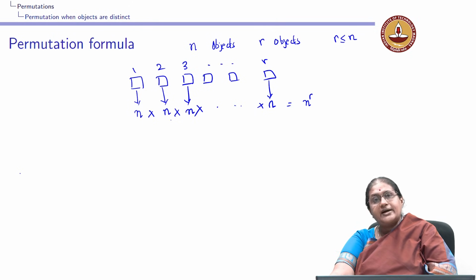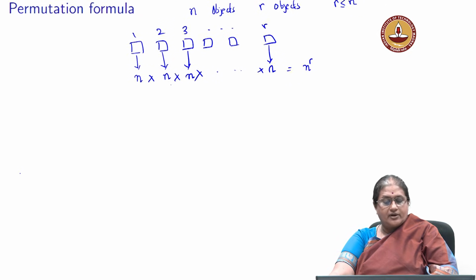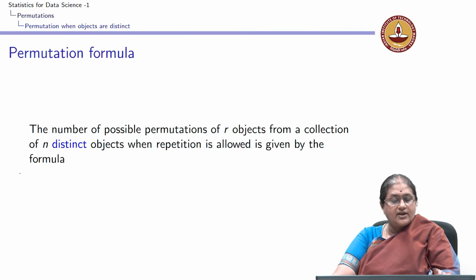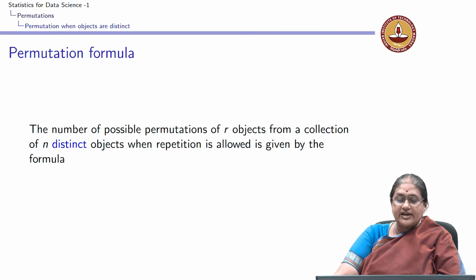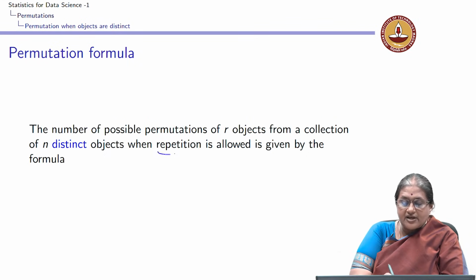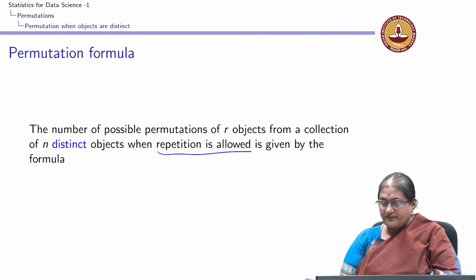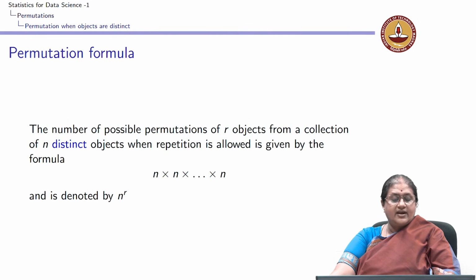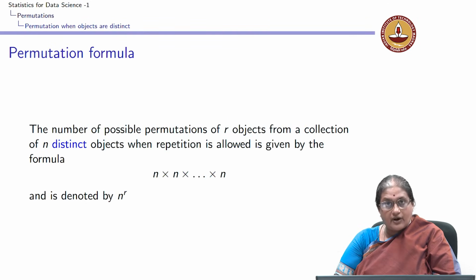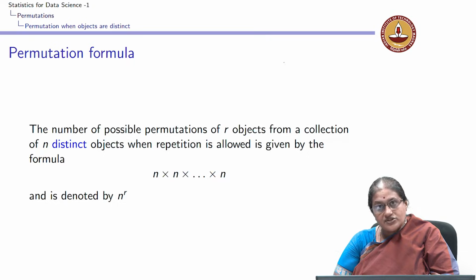So, we can see that this is the second rule of permutation, where I again have n distinct objects. I am choosing r objects from these n distinct objects, but I am allowing repetition. So, what is the formula there? If I have r objects from n distinct objects and repetition is allowed, it is given by the formula n to the power of r. This is what we have seen.